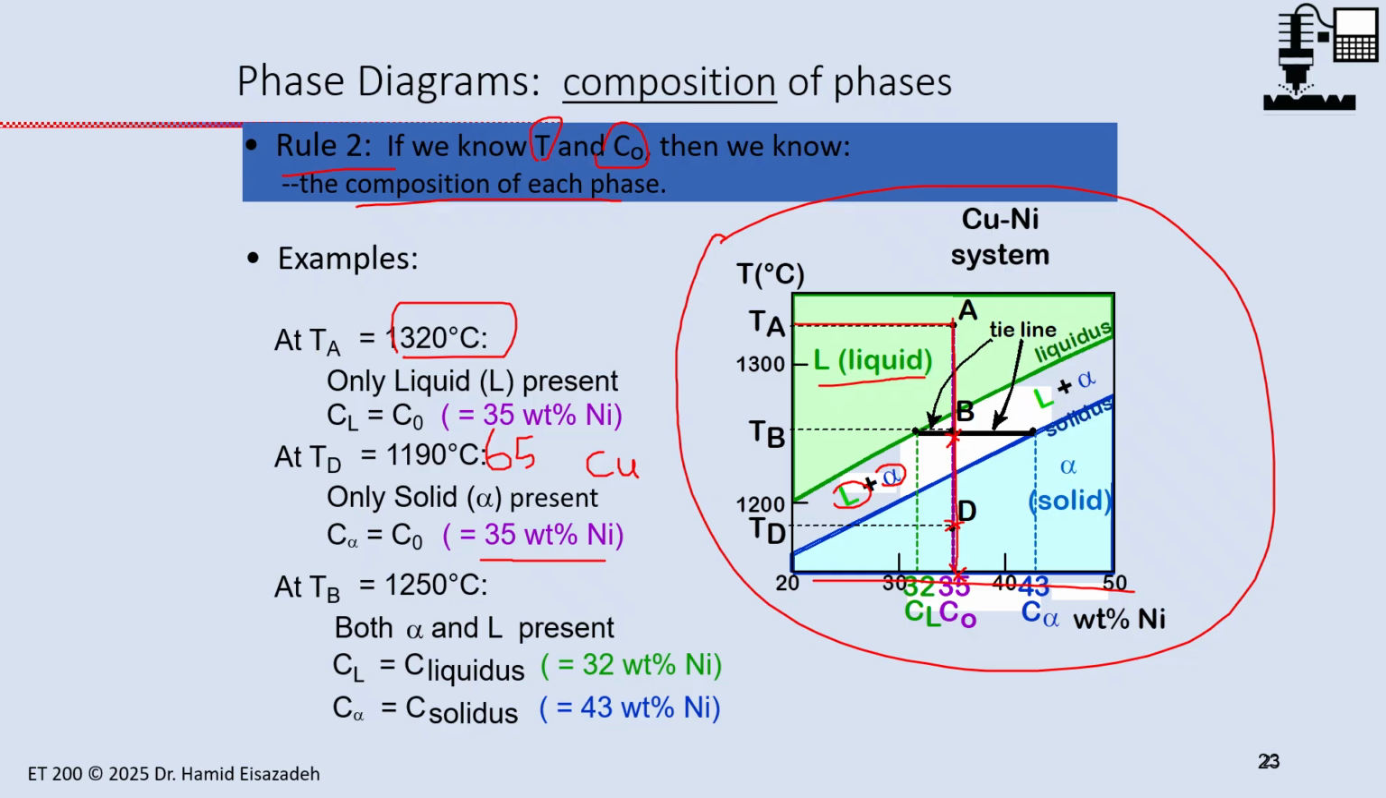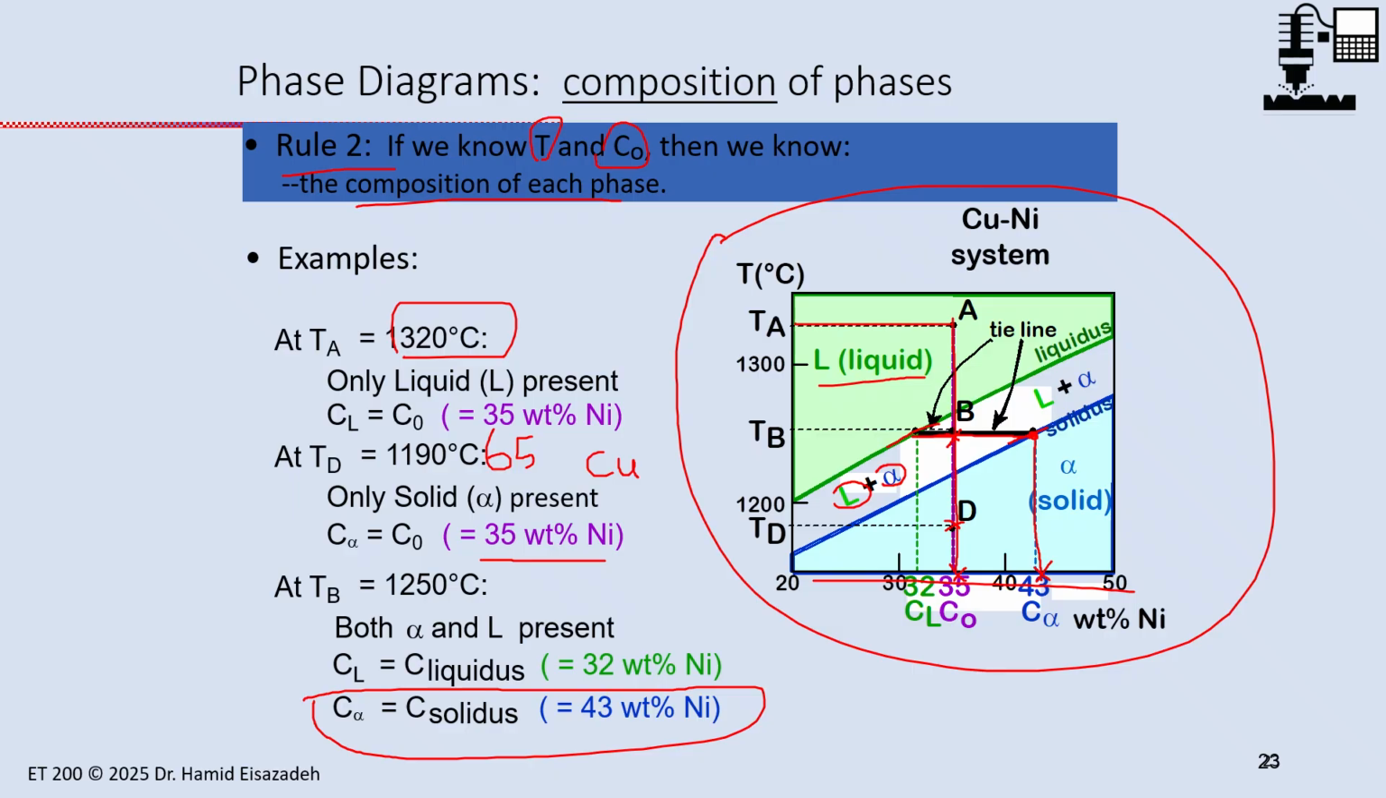So this is a little tricky. If you are here, the composition is not 35%. You have to draw a horizontal line. This horizontal line has to cross this liquidus and this solidus line. When you cross the solidus line, you need to draw another vertical line to find the composition of that alpha. Here, as you see, the composition of that alpha is 43% nickel.